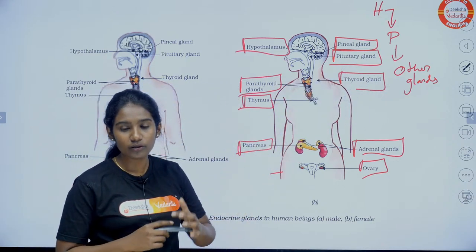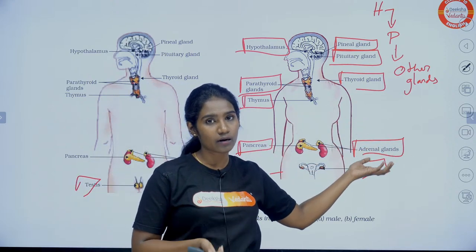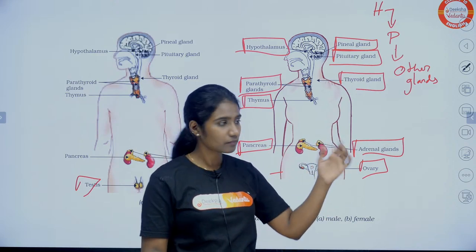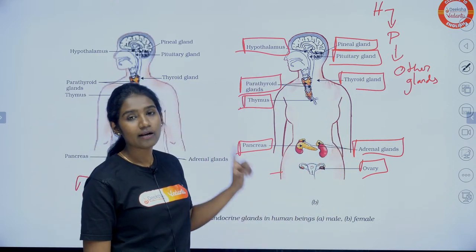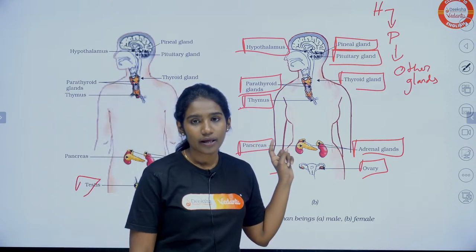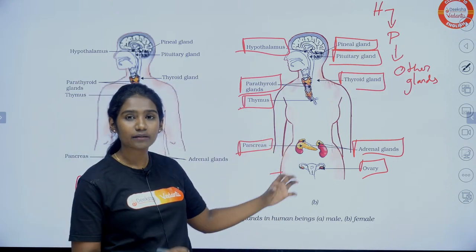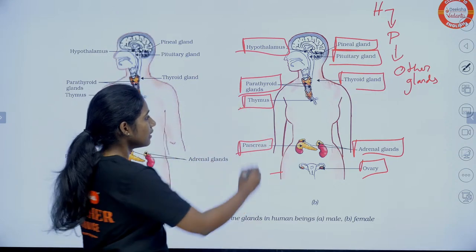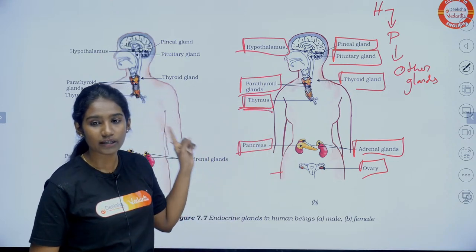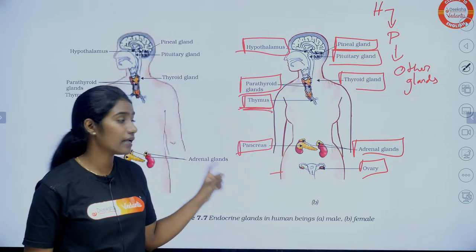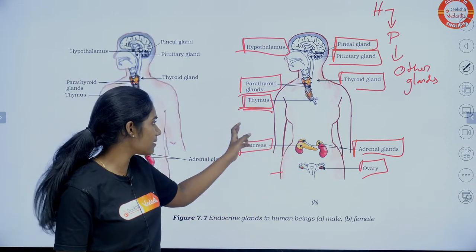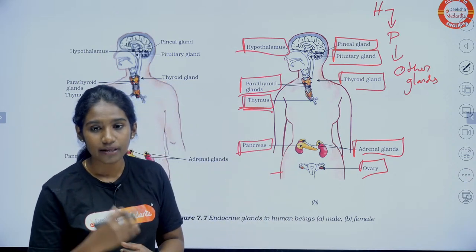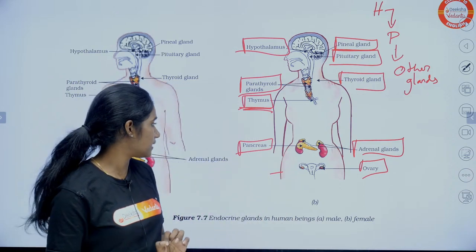What does the thyroid gland do? It secretes thyroxin hormone, okay? And that also plays an important role in metabolism. And then comes the parathyroid gland. What is the parathyroid gland doing? It increases the calcium level in the blood, right? And then what is thymus doing? See, thymus is not explained in your syllabus. Thymus releases thymoxin. That hormone will activate the immune cells, okay?